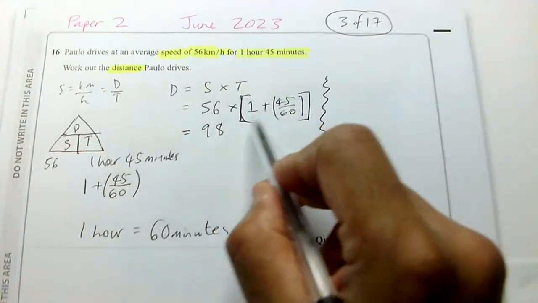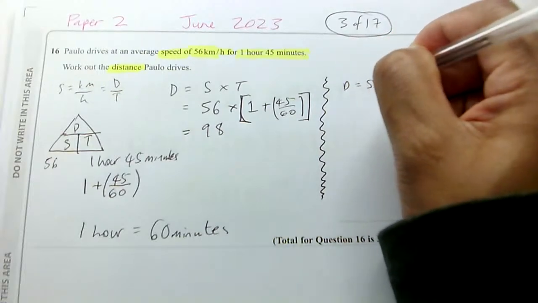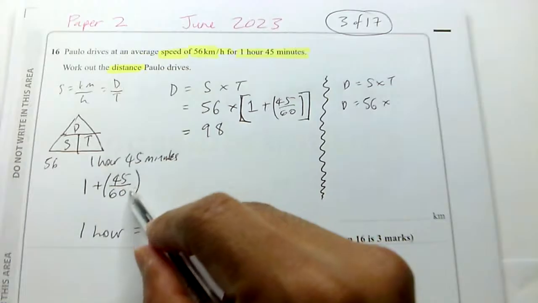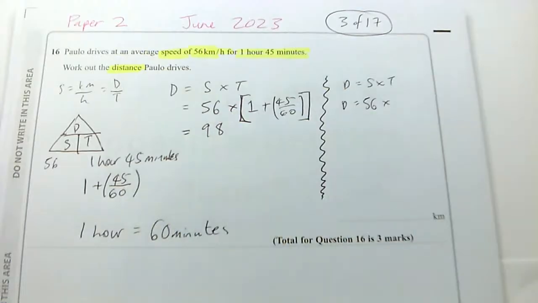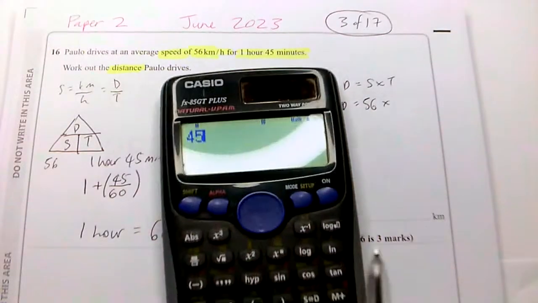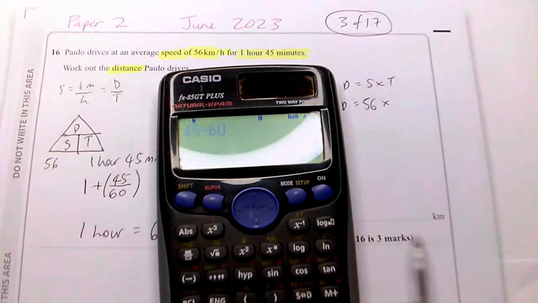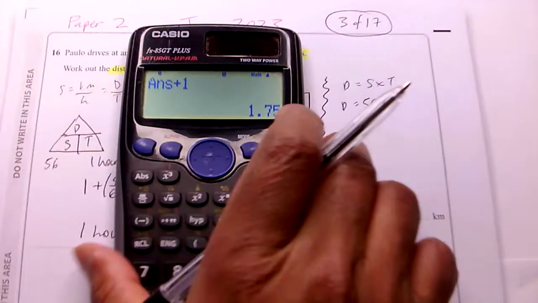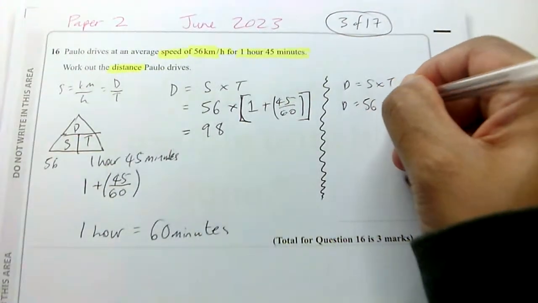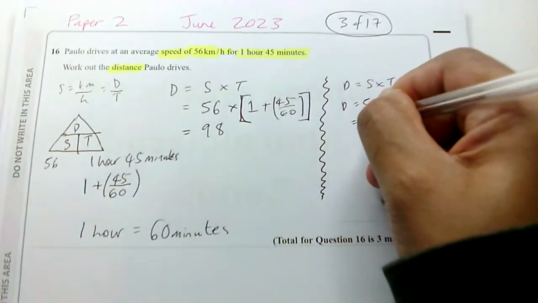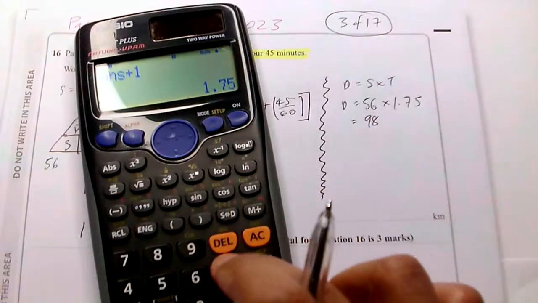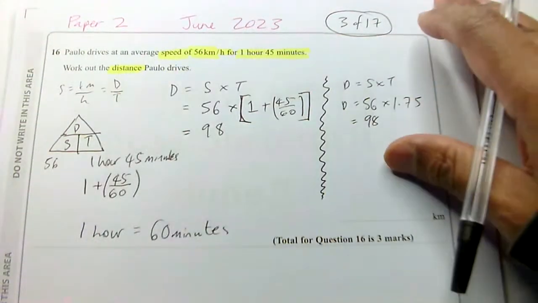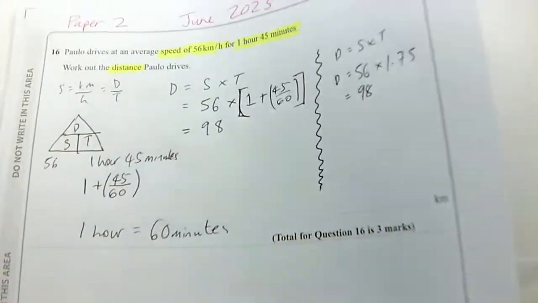And if this looks really complicated for you, we can just write it out as speed times time, 56 times by 45 divided by 60. 45 divided by 60 is 0.75, and then just add the 1. So that gives you 1.75. So you can also multiply them and it will still give you the same answer, times by 56. There you are. Okay, so that's our third question. Let's carry on.